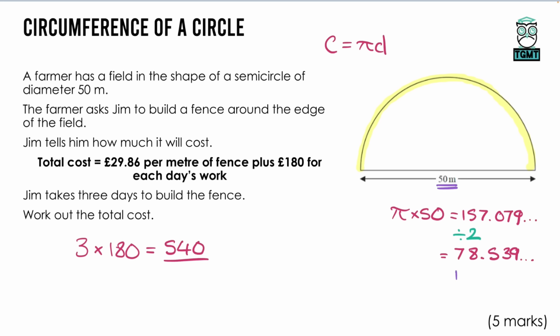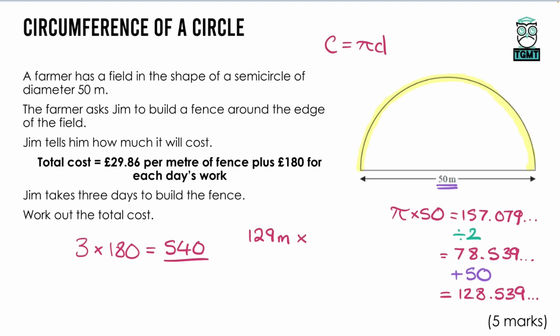We also have to add on this additional 50 metres, so we're going to need to add 50 to our answer to get the total distance around this field. So add 50 and we get an answer of 128.539 and a few more decimals. Now it doesn't really say in this question as to whether we could buy part of a metre. So for this one, we would round this up to 129 metres. So we're going to need 129 metres.